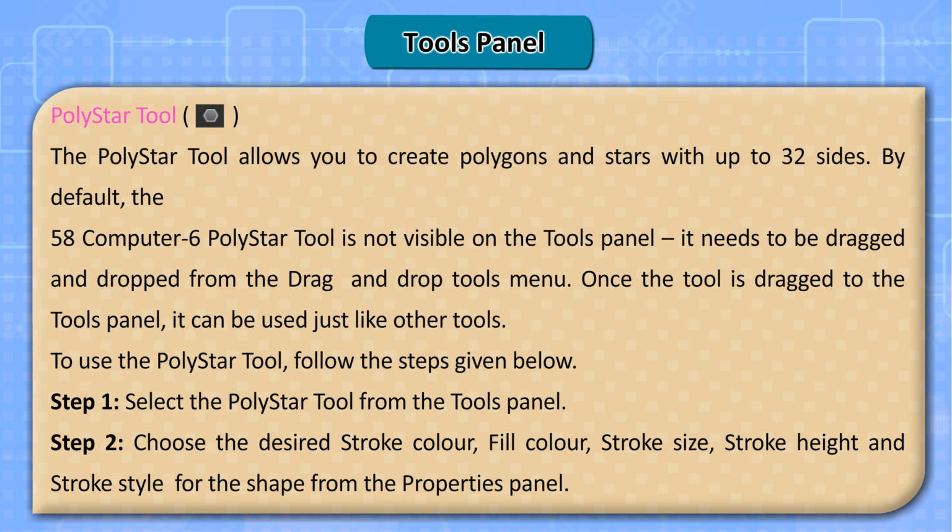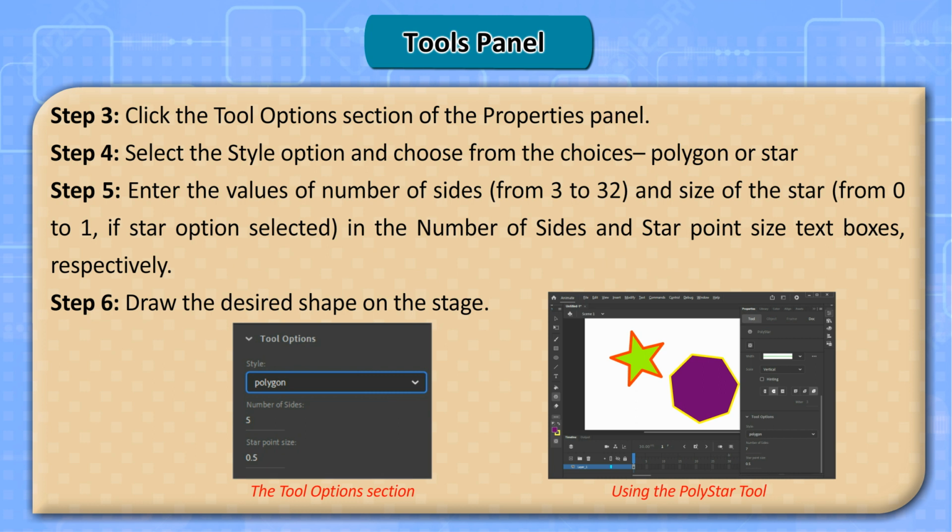Step 1. Select the Polystar tool from the Tools panel. Step 2. Choose the desired stroke color, fill color, stroke size, stroke height and stroke style for the shape from the Properties panel. Step 3. Click the Tool Options section of the Properties panel.